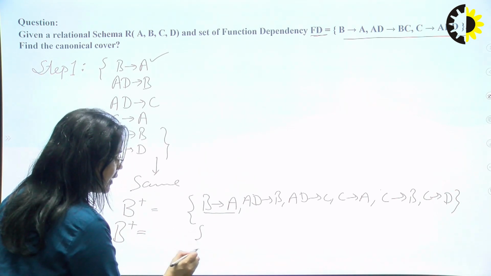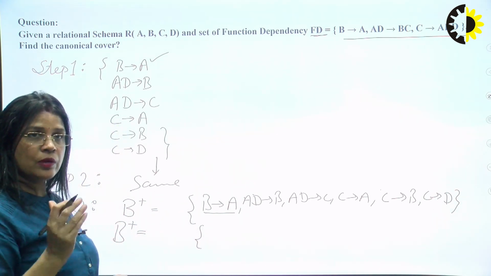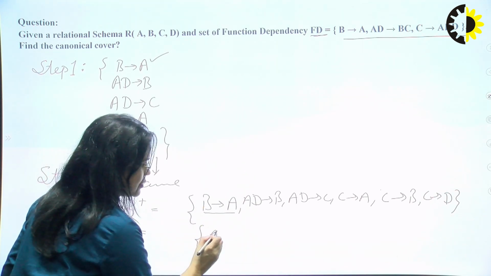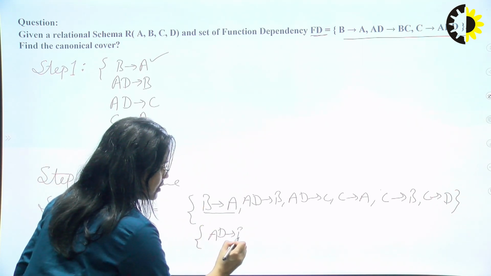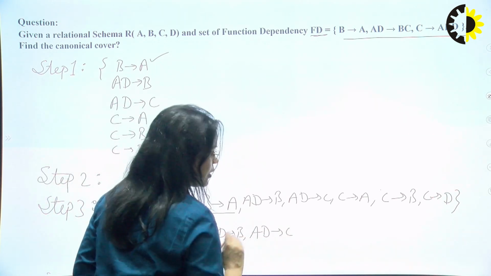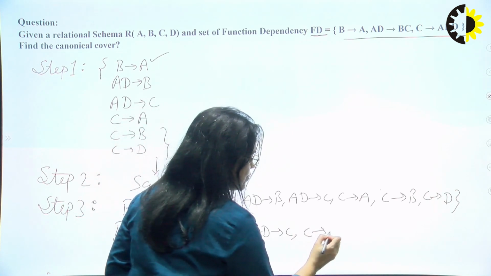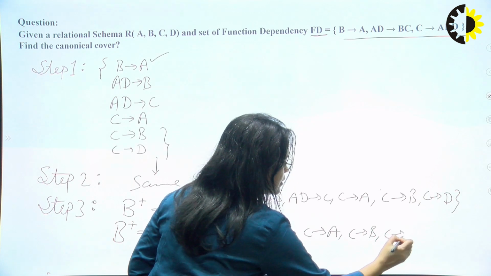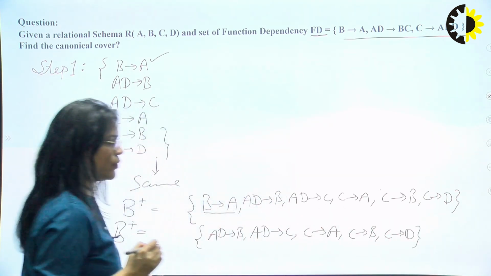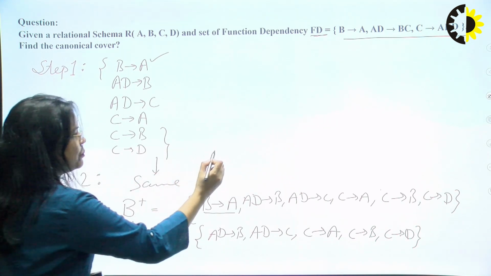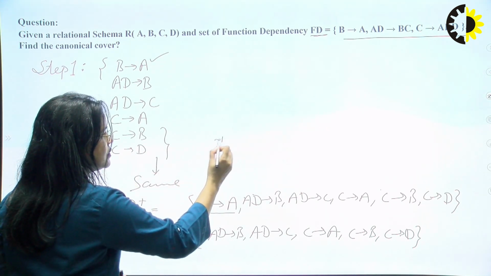So, in that case, what will be our set? We will exclude this, right? So, we will write AD tends to B, AD tends to C, C tends to A, C tends to B, C tends to D, right? Now, calculate the B plus. I will write here.